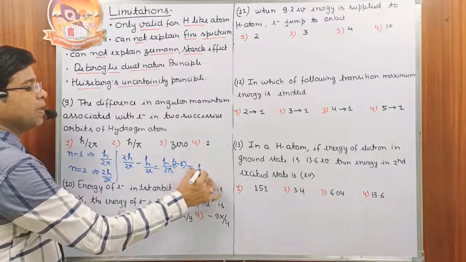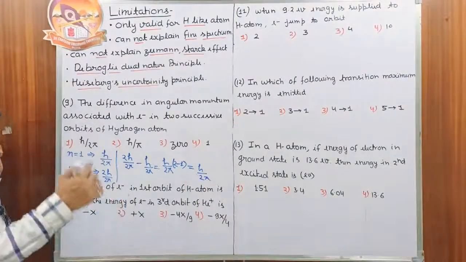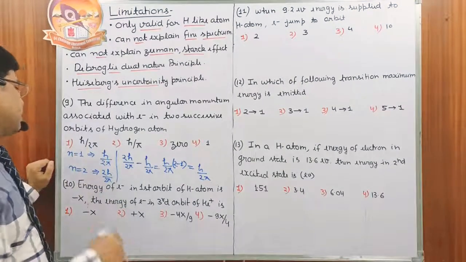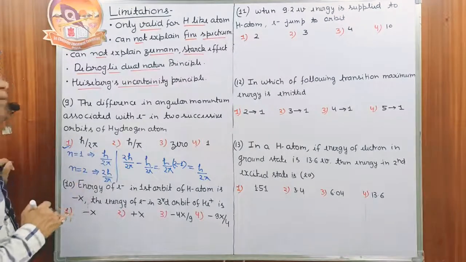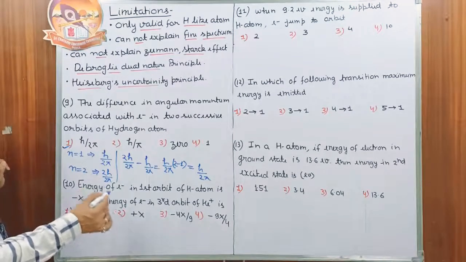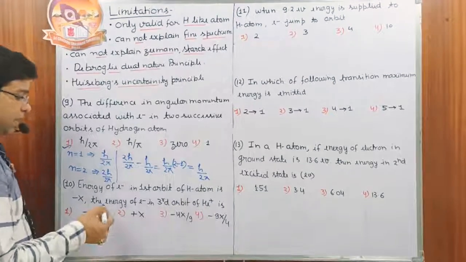So what is that? h upon 2 pi. So the difference of the angular momentum between two successive orbits is h upon 2 pi. The answer is option 1.